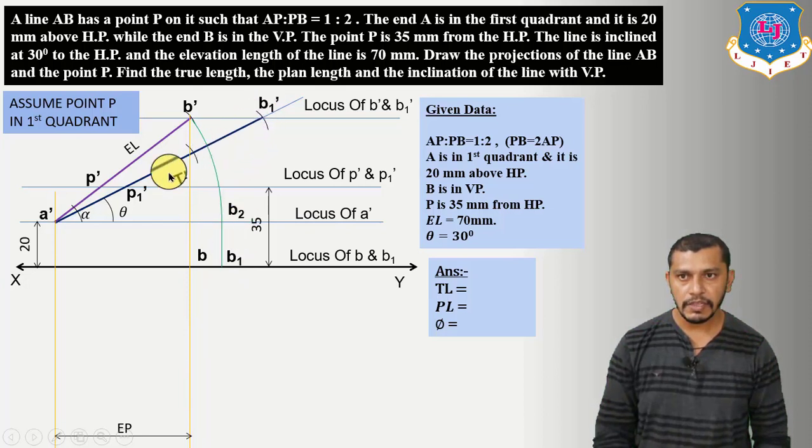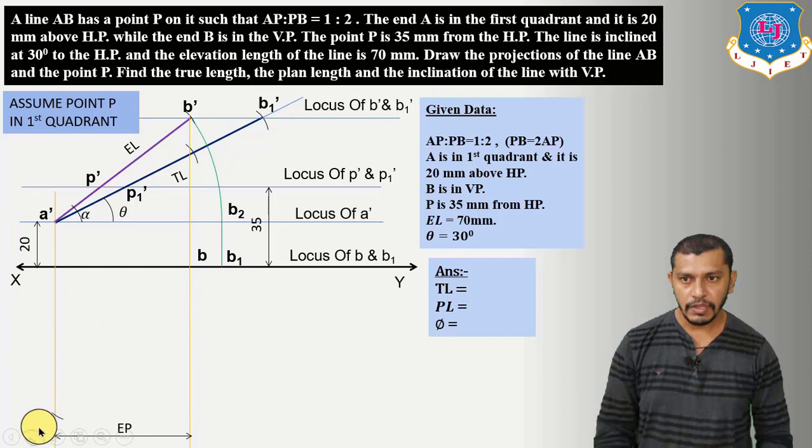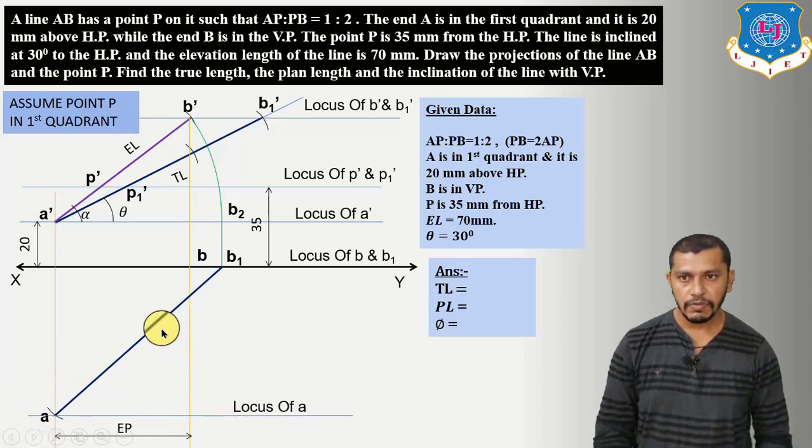So now we have the true length A dash B1 dash. Measure A dash B1 dash on the rounder, take center at B1 and give an arc on the projector of A. Here we will get A. By connecting A to B1, we will get the true length. This is our locus of A. This is our true length at an angle of phi. Connect A to B, and we will get the plan length also. So this will be our plan length at an angle of beta.